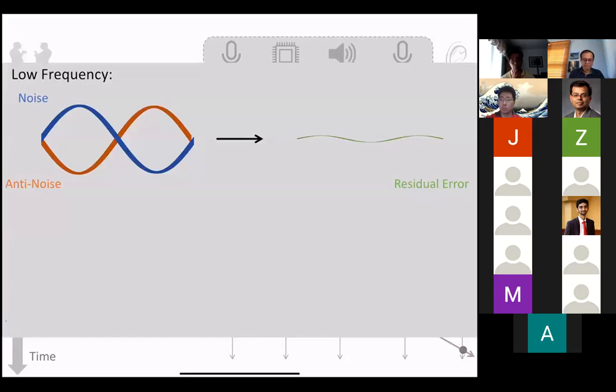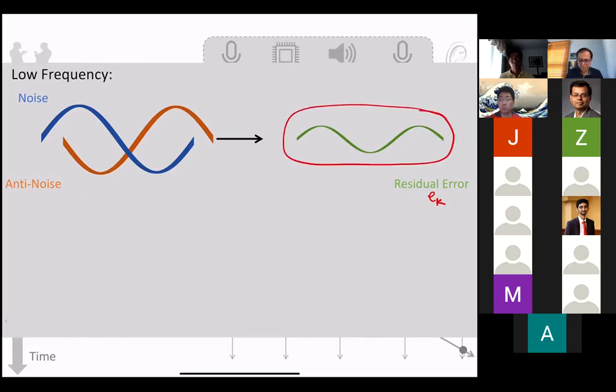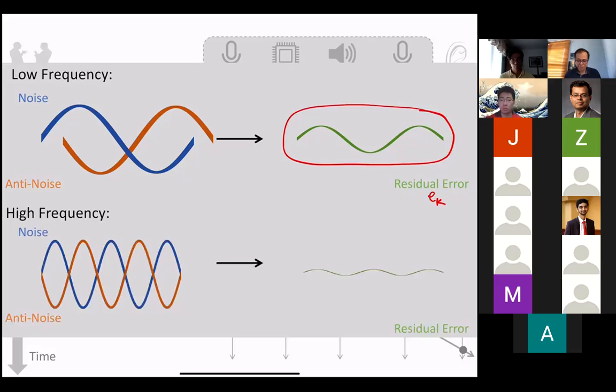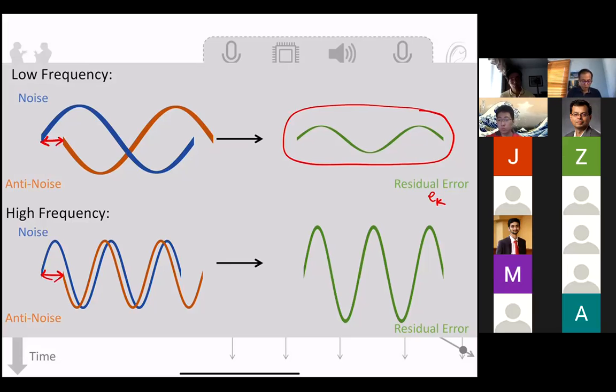Right? So this is what it says. Look, let's say this orange is the anti-noise and the noise is the blue. If you have missed the deadline by a little bit, your residual error, which is EK, is this signal. This is for a lower frequency. But now look at a high frequency, and if you miss the deadline by that same amount, the difference is much larger. You're almost starting to amplify now. Right? This EK is much worse.